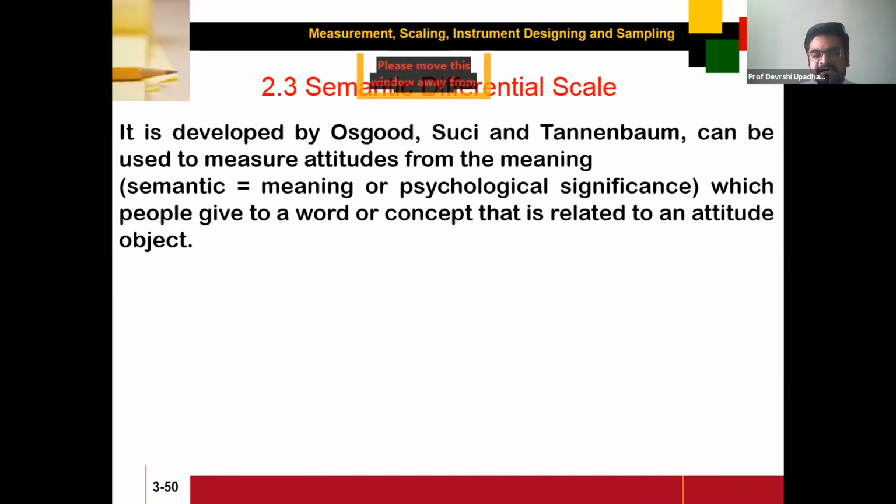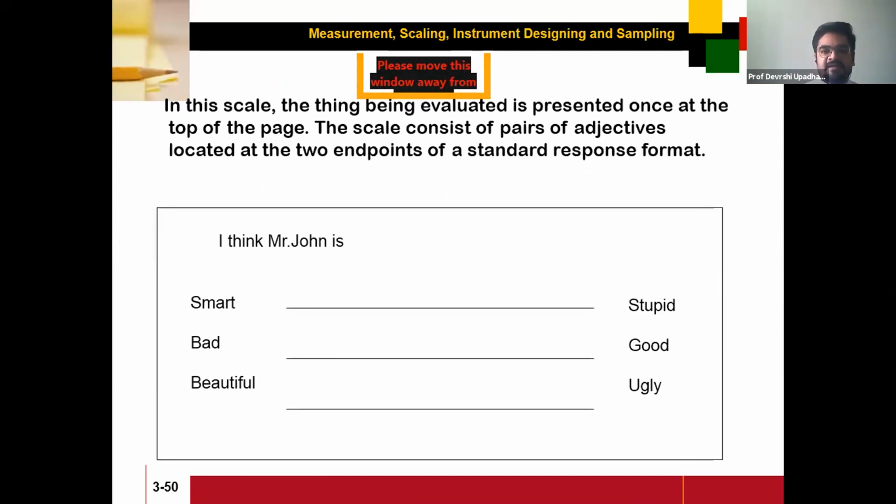and also in your research. The semantic differential scale is the most important scale right now, because it is ultimately measuring attitude from meaning. If I give an example, I think Mr. John is dash. I have given examples: smart and stupid, bad and good, beautiful and ugly, or handsome and ugly. Smart and stupid are on opposite ends of the scale, but it is just attitude mapping.